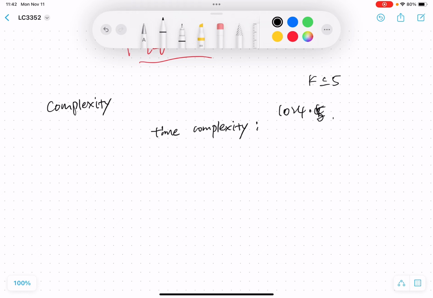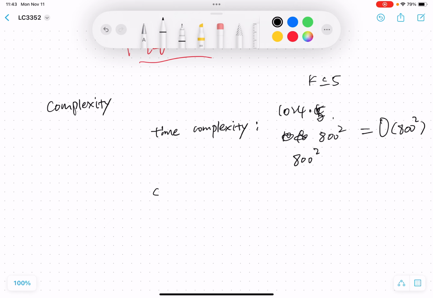For the second part, it will be 1000. Actually, it will be 800 to the power of 2, because we need to traverse all lengths. For every length, we need to calculate the C function. The time complexity of the C function will also be 800. So the time complexity of the second part will be 800 to the power of 2. It is the same. So finally the time complexity will be this value.